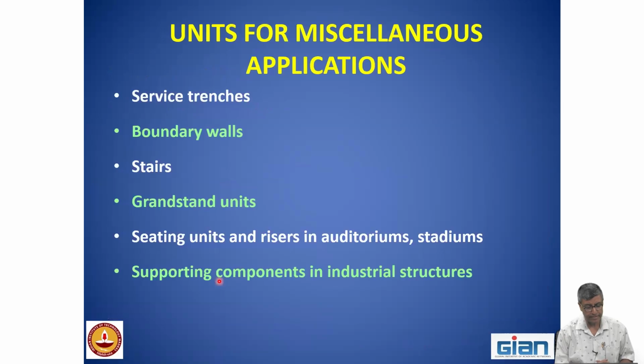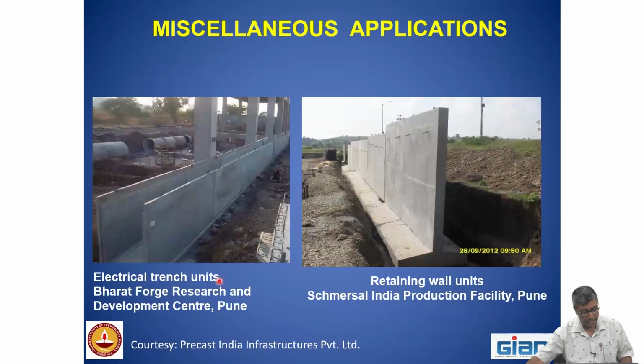Miscellaneous units: there can be service trenches, boundary walls, grandstand units in stadiums, city and other industrial structures. These are the trench units which can be used. These days we need more and more of this in the type of buildings that we are having. In data centers you will have lots of this. These are the boundary elements. I showed the photograph yesterday.